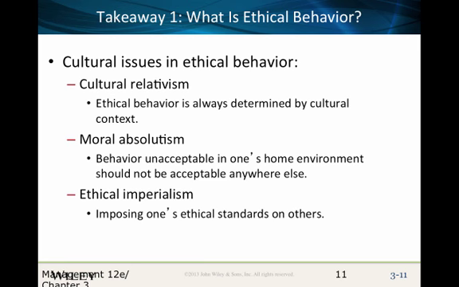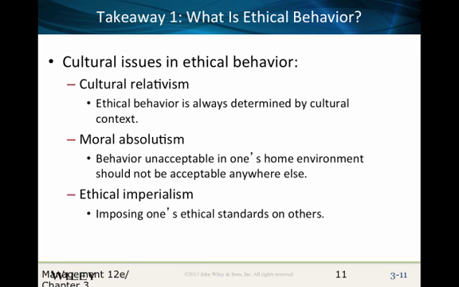Moral absolutism, which is the other end of the spectrum, if you will, says behavior unacceptable in one's home environment should not be acceptable anywhere else. So if it's against the law, if it is seen as morally wrong at home in my home country, then I should apply those values, that code, universally across my environment. Regardless of where I am, that's how I am going to act.